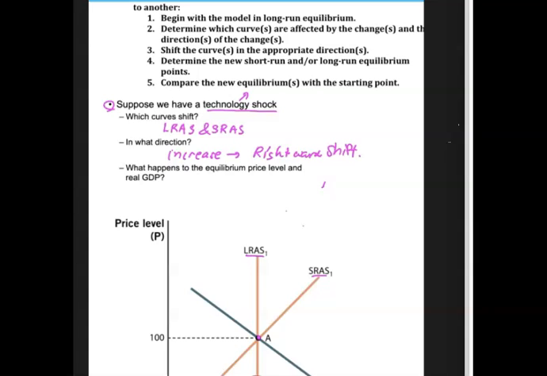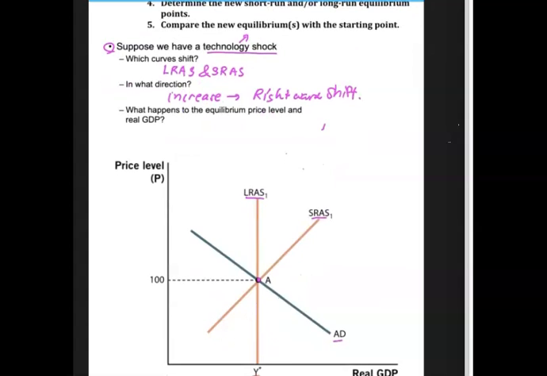So now we start from point A, right? From point A, I'm going to move it up a little bit, using the same color. For the new short run and long run, let me shift the long run aggregate supply first. It's going to shift to the right. This is the new full employment output, I'm going to use Y double star right there. This is the new long run aggregate supply, LRAS2.